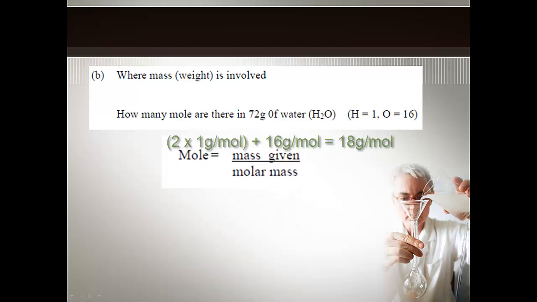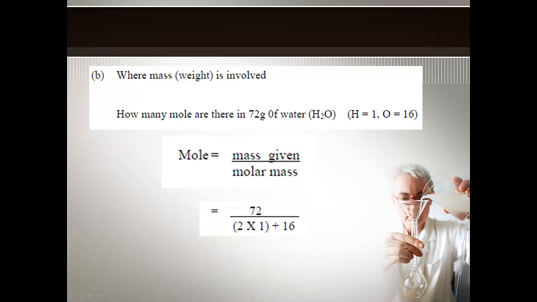Right, let's have a think about this. Moles equals the mass given, so 72 grams, divided by our molar mass, which should be divided by 18. We've actually worked out the 18 on the bottom line here: 2 times 1, 2 hydrogens, 1 oxygen. Oxygen weighs 16 grams per mole. You can check these values on the periodic table.